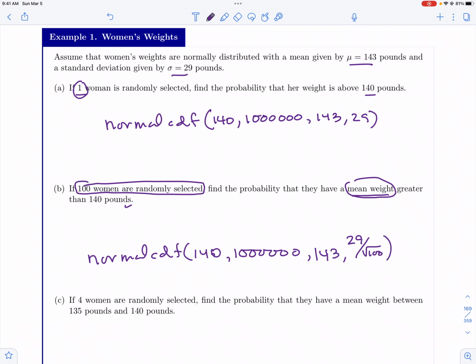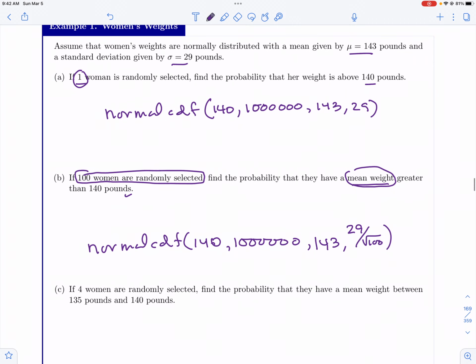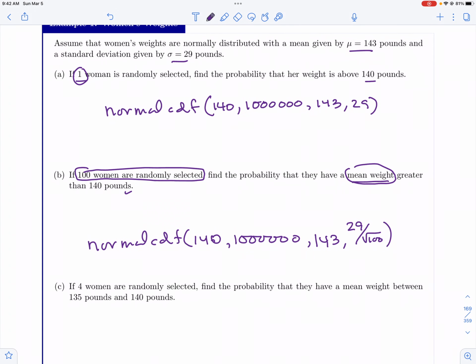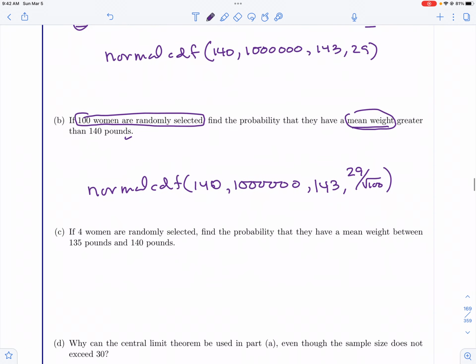And so again, I'll leave that for you to type in the calculator, and hopefully you'll see what a vast difference those two probabilities are going to be between finding an individual person that has a weight of 140 or more compared to 100 women averaged having a weight of 140 or more.